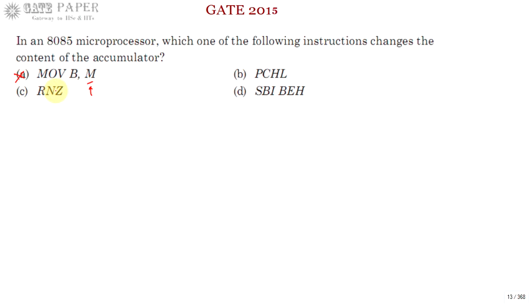And memory is specified in 8085 with the HL pair. The contents of the HL pair are nothing but the memory location in 8085.